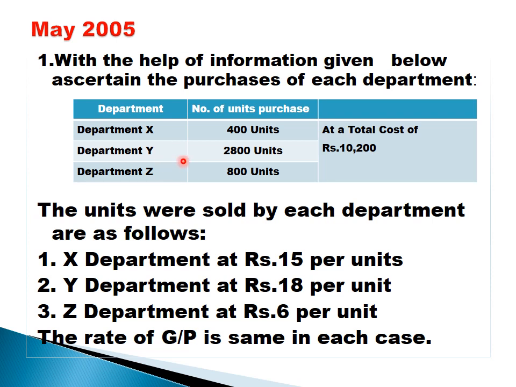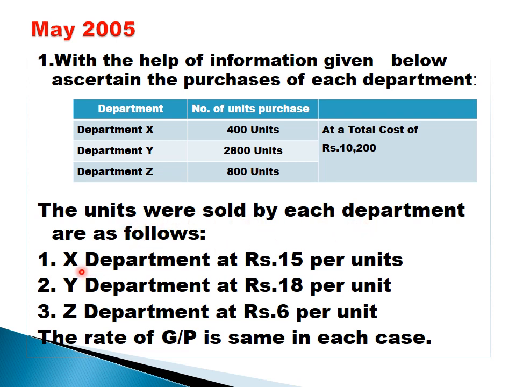So we have departments X, Y and Z. Department X have purchased 400 units. Department Y have purchased 2800 units. Department Z have purchased 800 units at a total cost of 10,200. So 10,200 is the total cost of all the three departments purchased. But we don't know the cost of each department, but we know the cost of all the three departments.